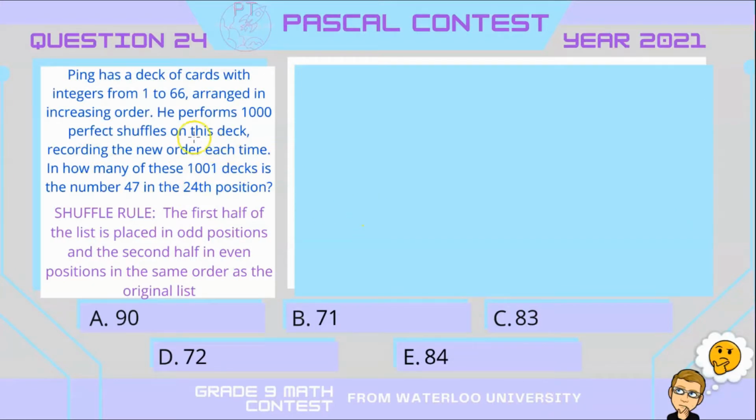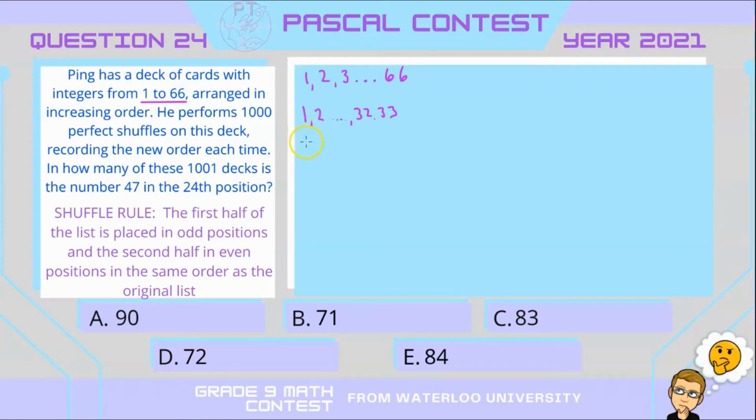Alright, so let me break down this problem for you. We have a deck with cards 1 to 66, and then we perform a shuffle. Now in this deck, the cards start off in this order, 1, 2, 3, 4, and so on, all the way up to 66. And the shuffle takes the first half of this list, so 1, 2, and so on, all the way up to 33, that would be the first half, and changes their position into every odd position.